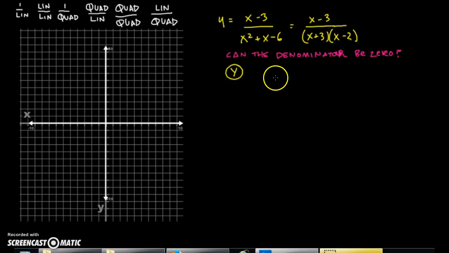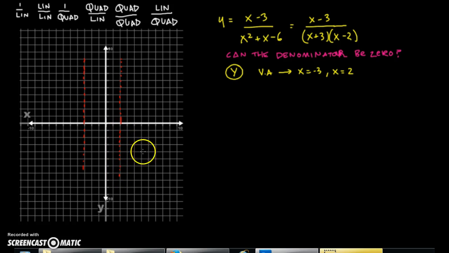In the case of the yes situation, I can get quite a few things. For example, I know some vertical asymptotes. And we've already done this, so this is nothing new. x equals -3 and x equals 2. So I can immediately set that up. I've got this guy, and this guy. Okay.